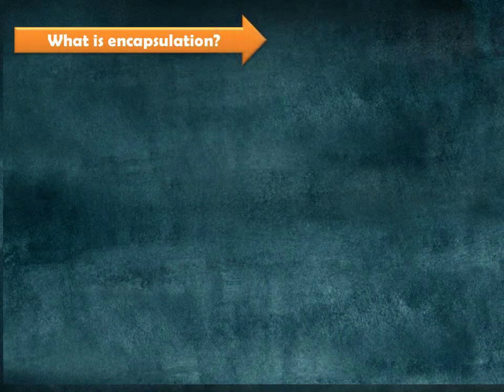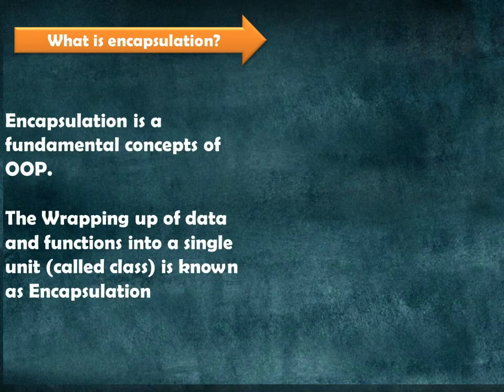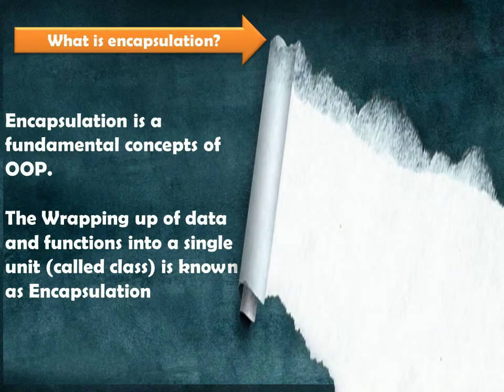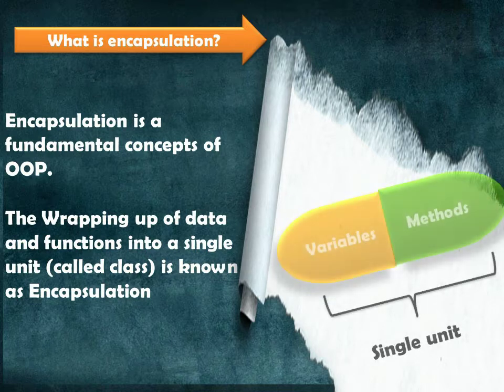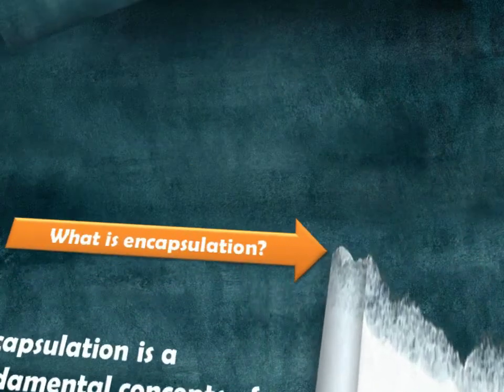What is encapsulation? Encapsulation is a fundamental concept of object-oriented programming. Encapsulation helps the programmer in concentrating on the relevant details. Encapsulation makes the classes independent and these can be reused without modification in other programs. So the wrapping up of data and function into a single unit is known as encapsulation.